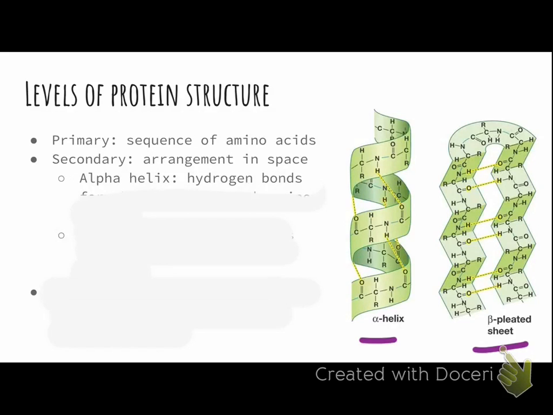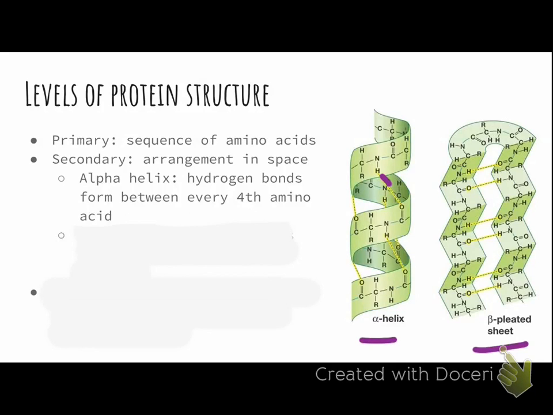So the first is the alpha helix. If you remember when you first learned about DNA, you learned that it was a double helix. So anything helix means that it is twisted. So the alpha helix in this, our first structure, is our protein is twisted, kind of like a spiral staircase. And why it is like that is there are hydrogen bonds that form between every 4th amino acid.